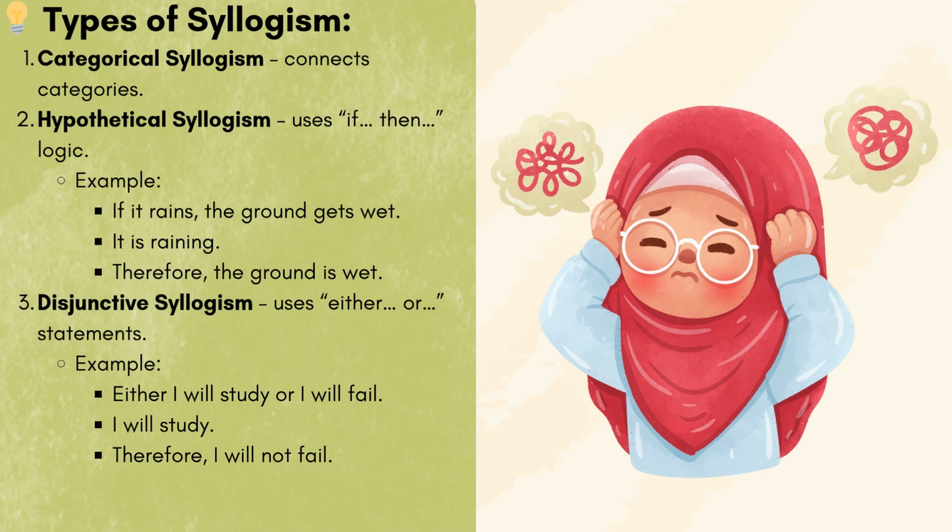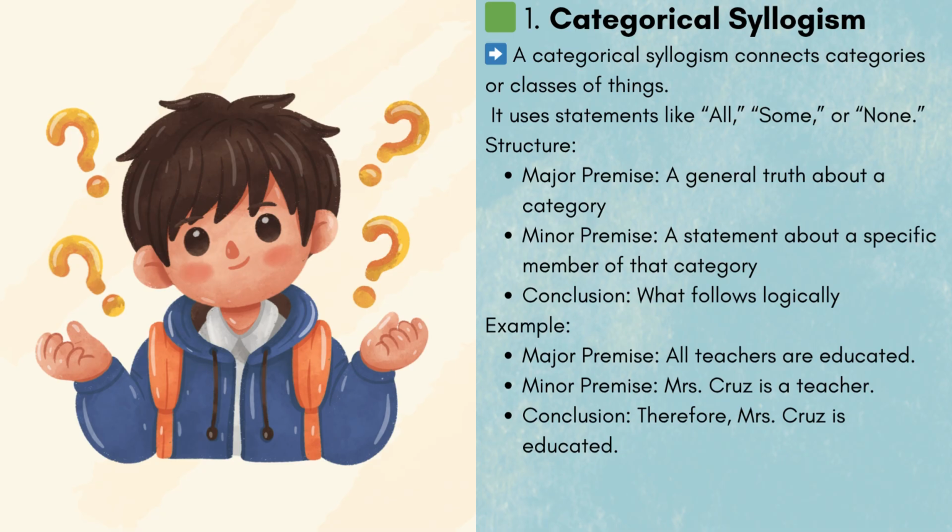So, in summary, categorical syllogisms deal with groups or categories, where hypothetical syllogisms deal with conditions, and disjunctive syllogisms deal with choices. But all three help us think and reason logically. Okay, so let us discuss this one by one.